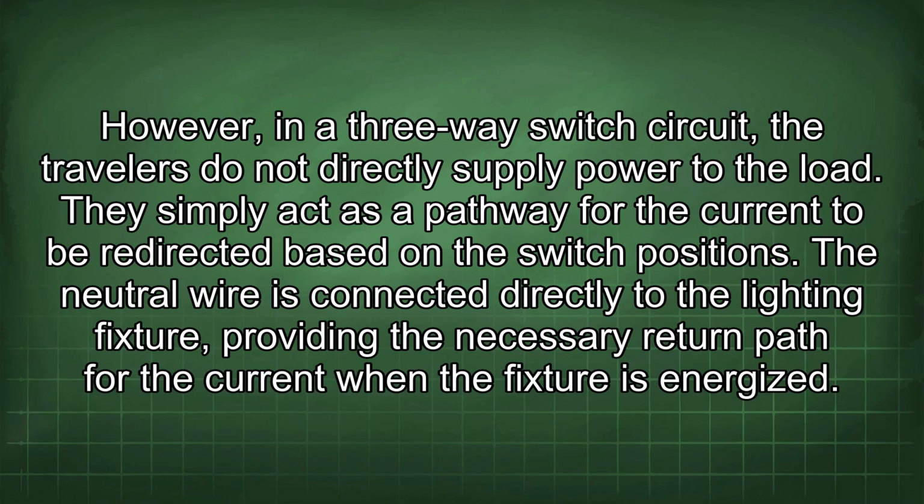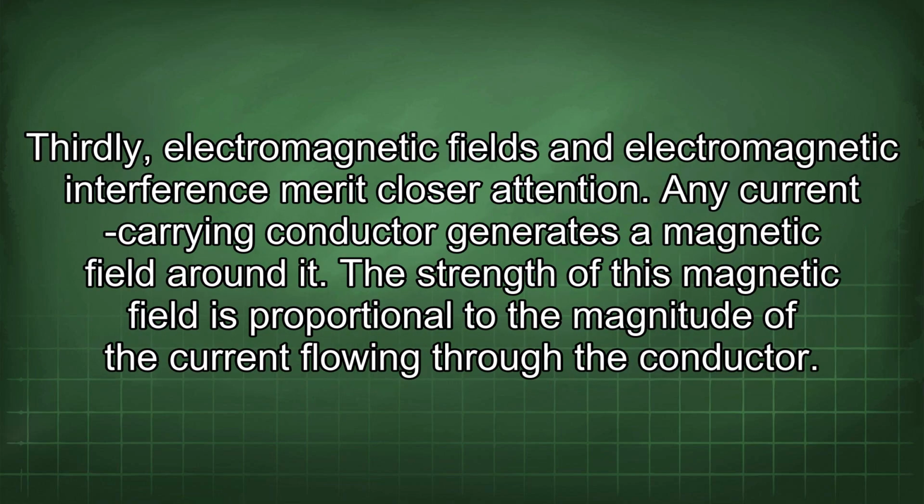However, in a three-way switch circuit, the travelers do not directly supply power to the load. They simply act as a pathway for the current to be redirected based on the switch positions. The neutral wire is connected directly to the lighting fixture, providing the necessary return path for the current when the fixture is energized. Thirdly, electromagnetic fields and electromagnetic interference merit closer attention.